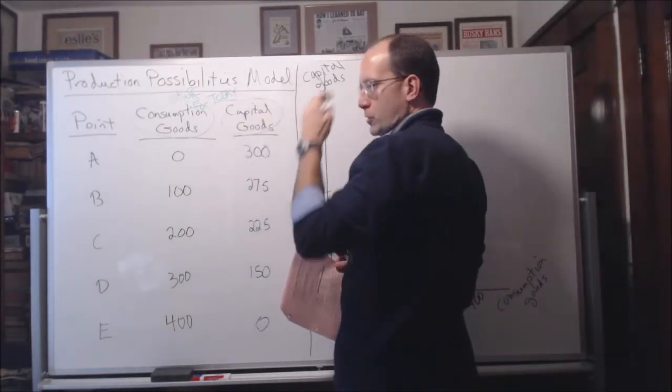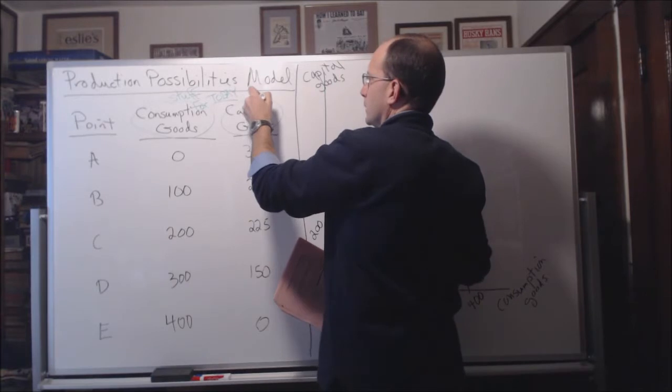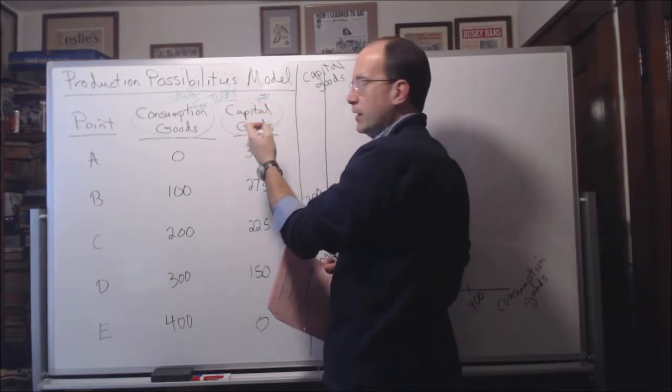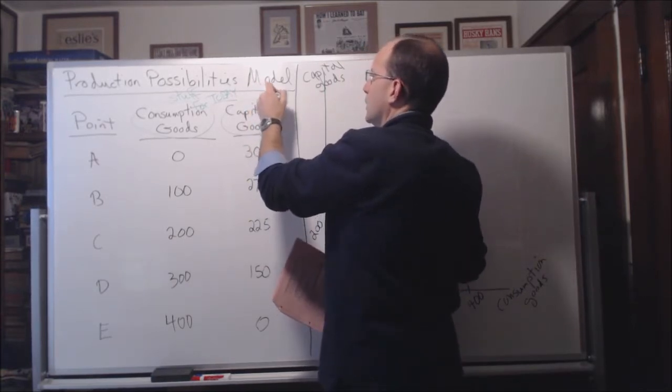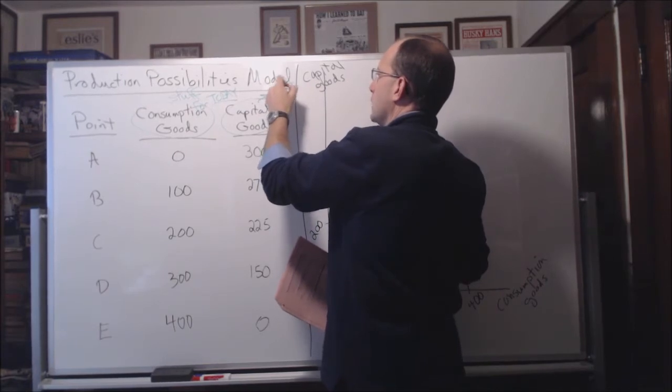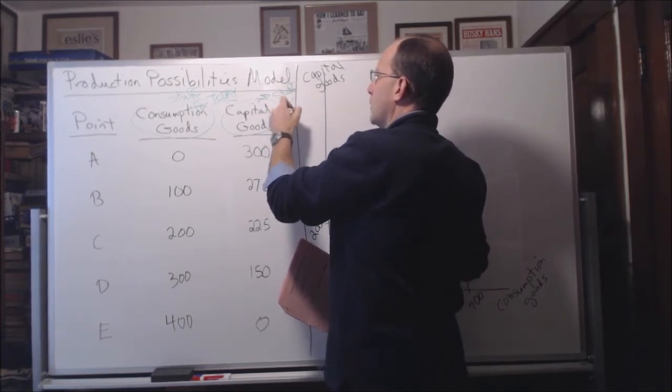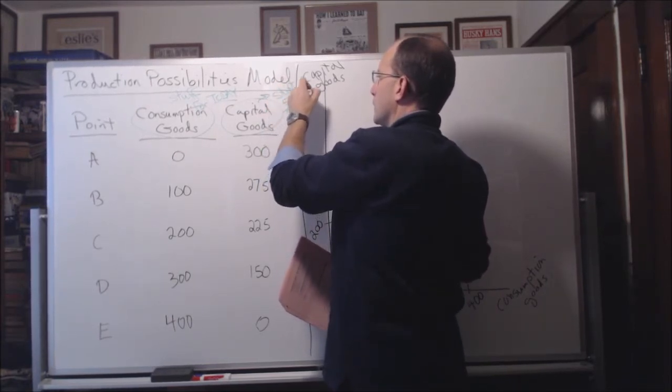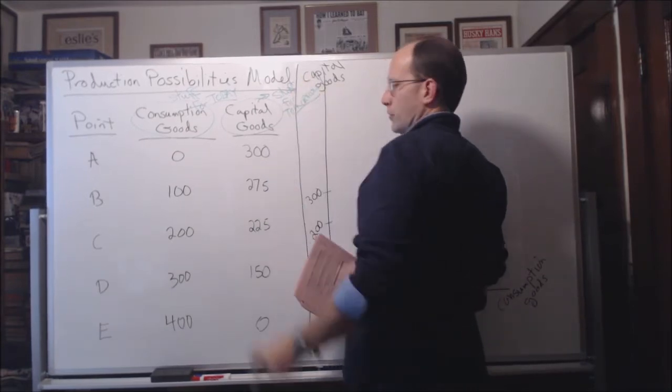Or this nation could produce capital goods. Capital goods are sometimes called investments or investment goods. And you can think about them as stuff for tomorrow, for the future, for investment and growth.